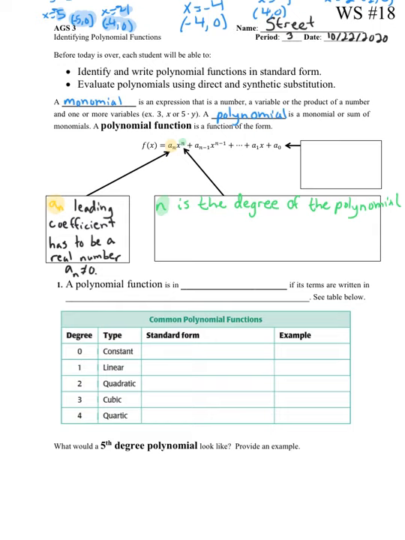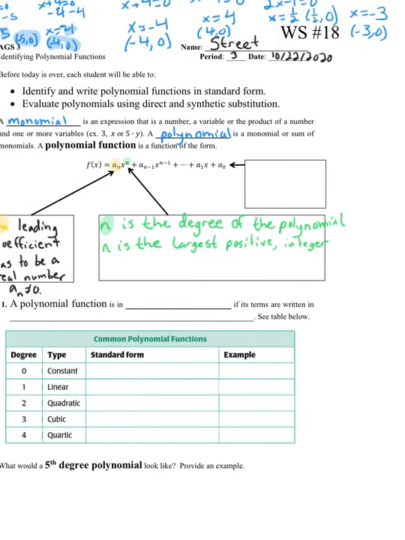All right. And some important things about n. n is the largest positive integer valued exponent.